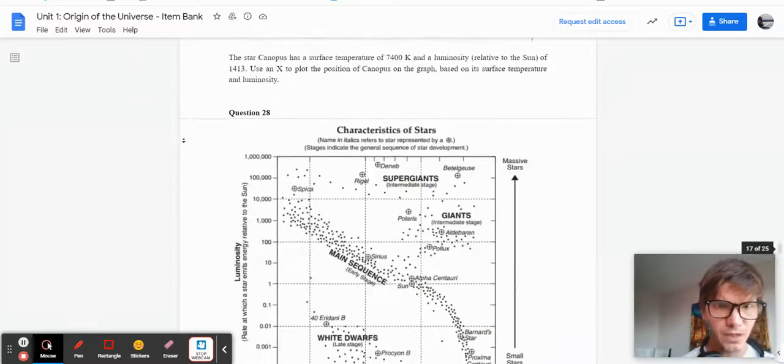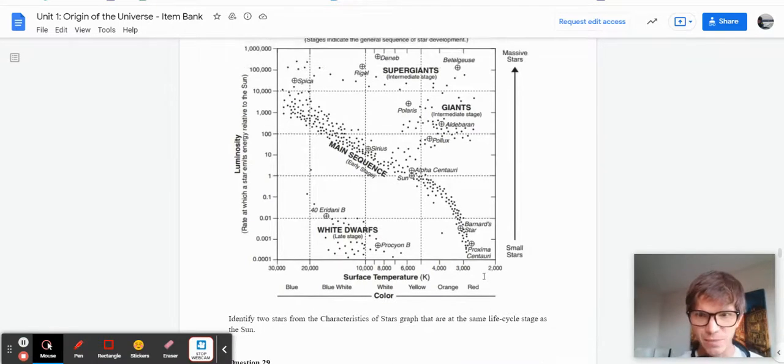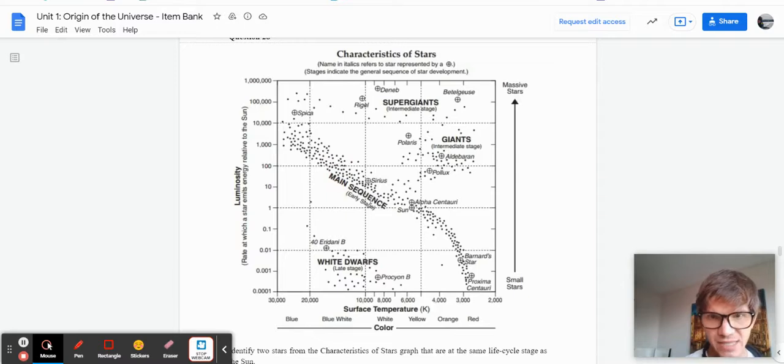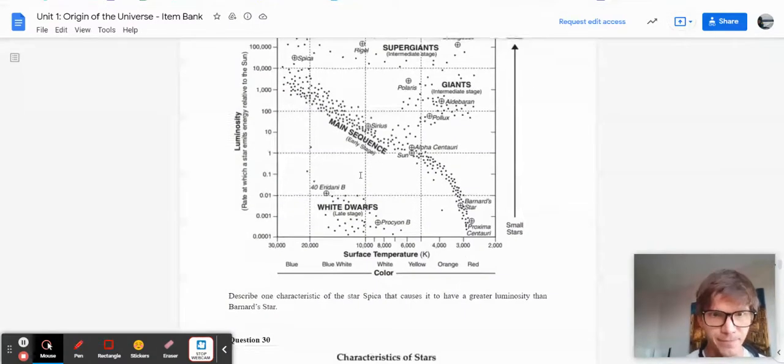All right, let's go on to question 28. Identify two stars in the graph that are in the same life cycle stage as the sun. Well, the sun is in the main sequence stage, so we could say Sirius, we could say Alpha Centauri, we can say Barnard star, or we could say Proxima Centauri, the closest star to us.